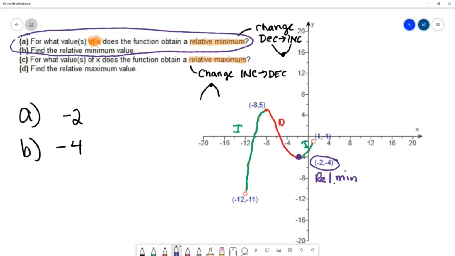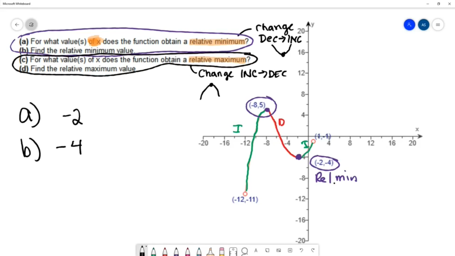For parts C and D, we're looking for relative maximum, and we can see here is a change from increasing to decreasing at this point, -8, 5. And in part C, it's asking for what values of x. So that would be the x coordinate of -8. And for part D, find the relative maximum value. That's the y value. The maximum value is 5.